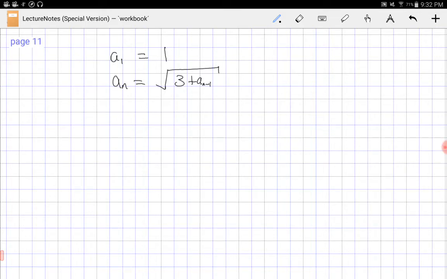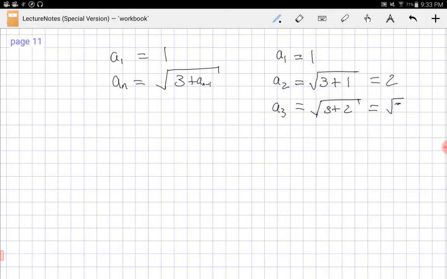And so by that definition, we can calculate the first few terms of the sequence, A1, A2, A3. So we know A1 is equal to 1. So we know that A2 is equal to the square root of 3 plus the previous term, and the previous term is 1. So this is equal to 2. And A3 is equal to the square root of 3 plus the value of the previous term, which is 2, so the square root of 5.